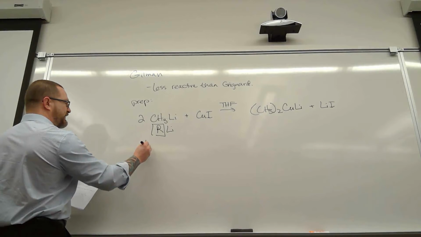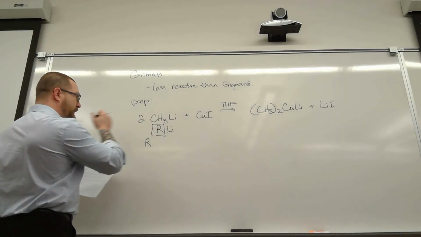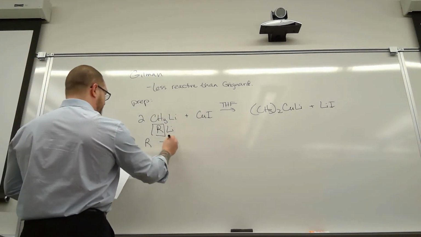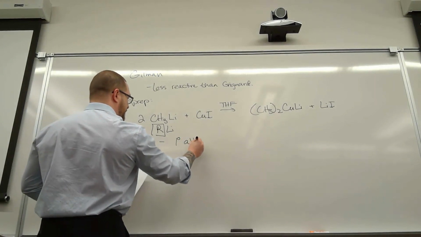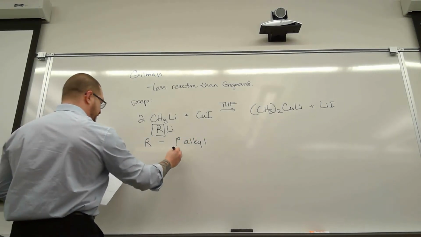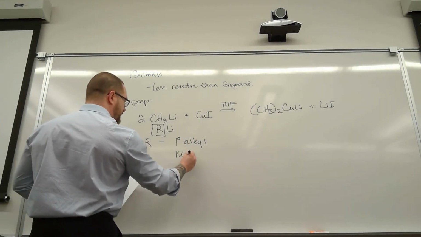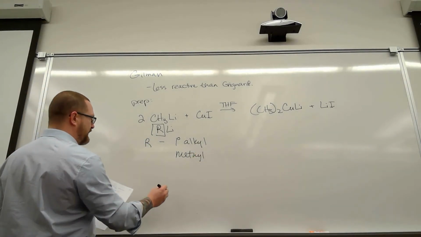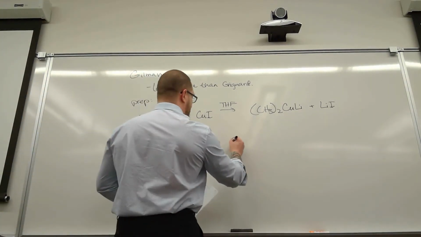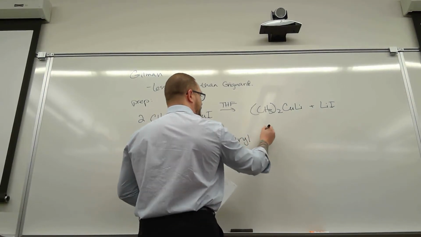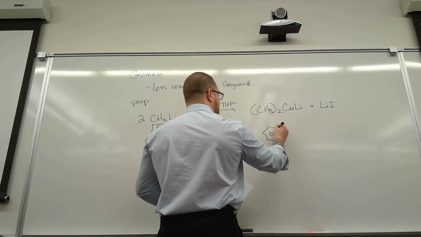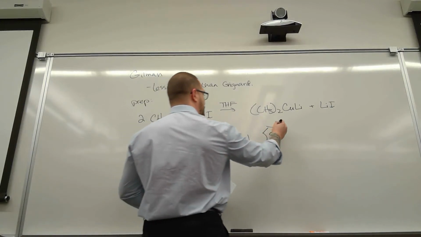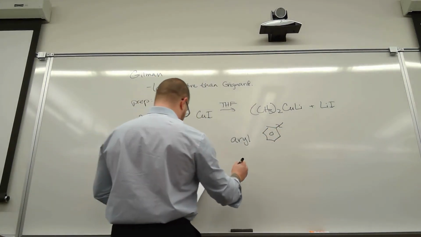So the cool thing about this is the R group for this can be either a primary alkyl group, it can be a methyl group, it can be an aryl group, which is that conjugated benzene ring that we skipped. But if you see it, that is a tool you can use. It can be vinyl.